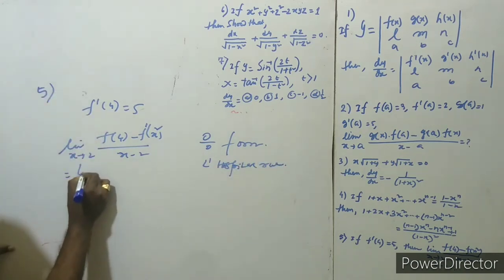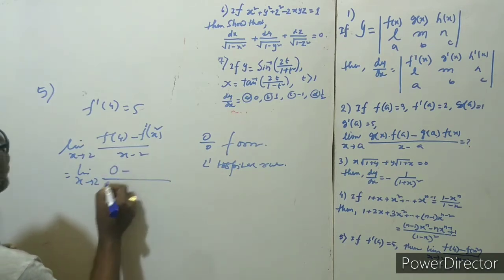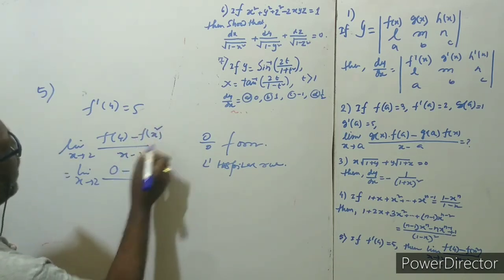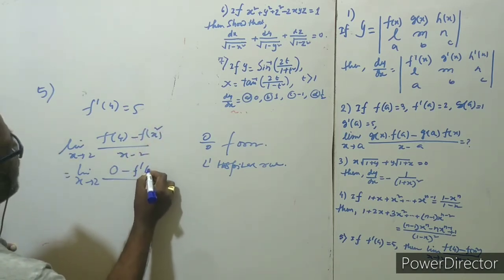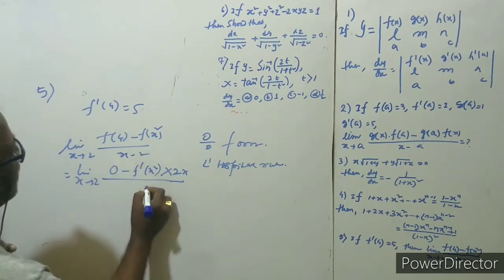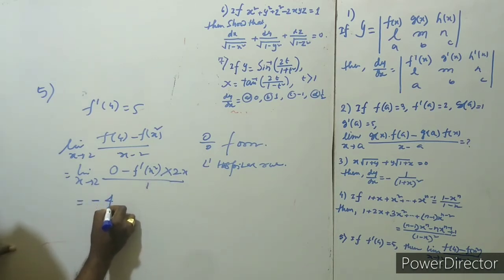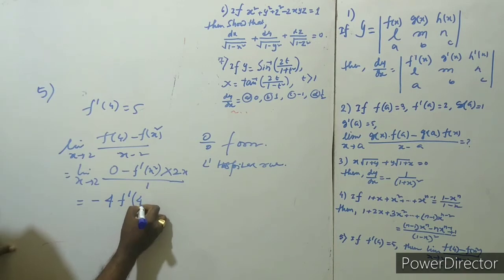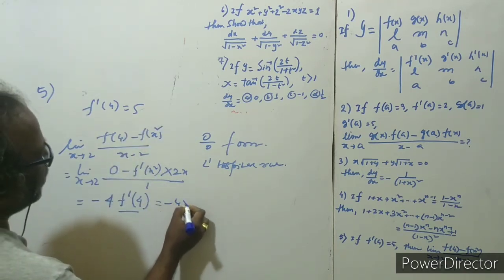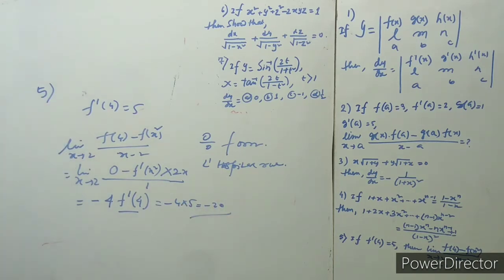Okay, see, the rule here is differentiate numerator and denominator separately. So this is a constant, like 0. This is f of x square, so we get derivative f dash x square. Again, differentiation of x square is twice x. If we differentiate the denominator, then we get 1. So put here minus 4 f dash 4. So this is f dash 4, given that this is 5 here. So minus 4 into 5. This is minus 20. Okay.